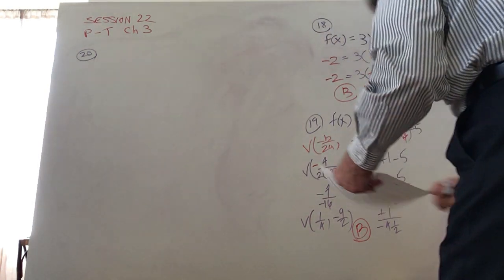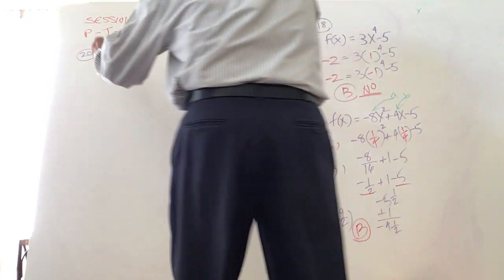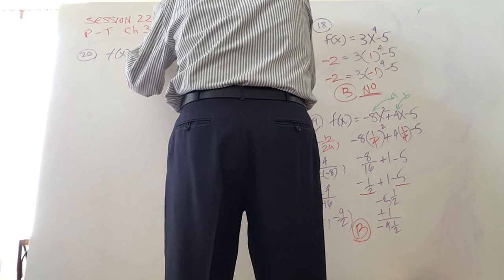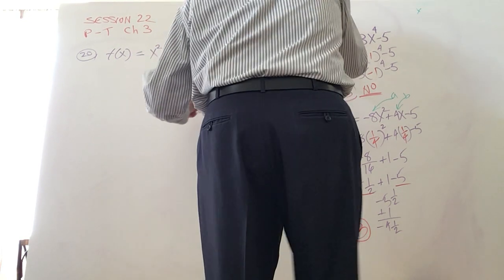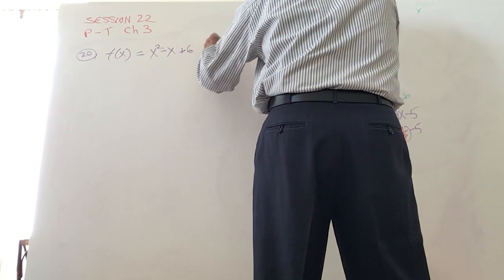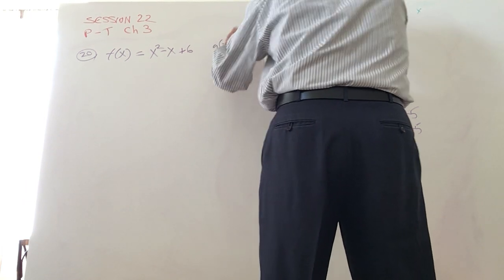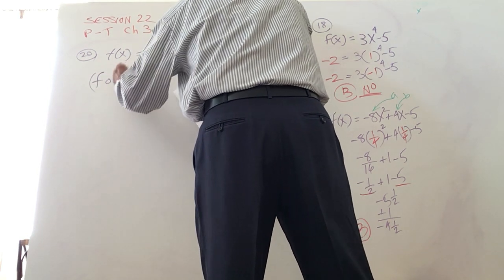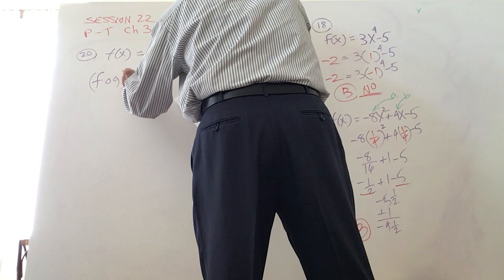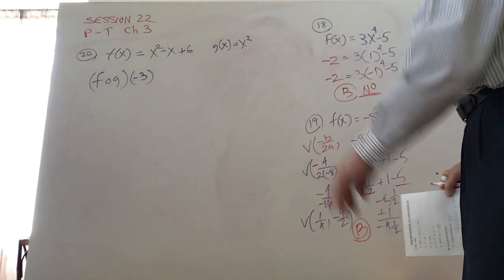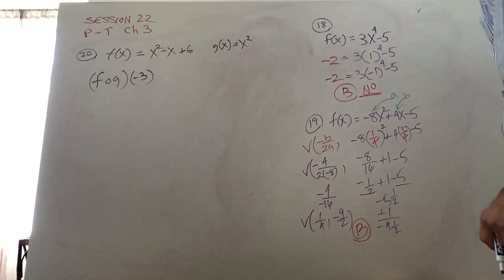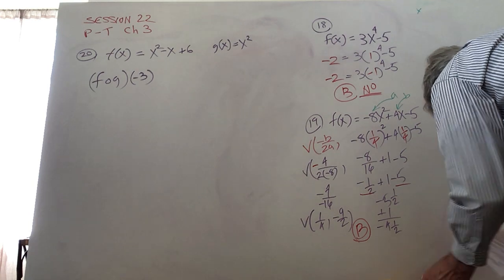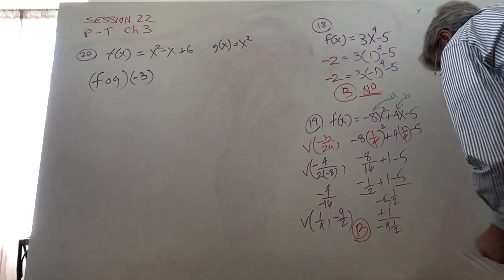20 says we're given f of x as x squared minus x plus 6, and we're given g of x also as x squared. We'd like to find f circle g of negative 3. Now be careful, if your test happens to say g circle f, then proceed with that one. Be careful how it's written there. This says f circle g of negative 3, so we'll go ahead and do that, and see what happens here.